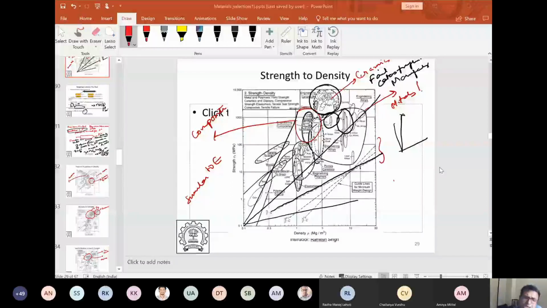So ideally you have only two choices. Either composites or we go with metals. Tension will not use ceramics. Ceramics is not a very right material for any tensile application. So you only have two valid choices. First one is metals and composites. Both are reasonably good answers.